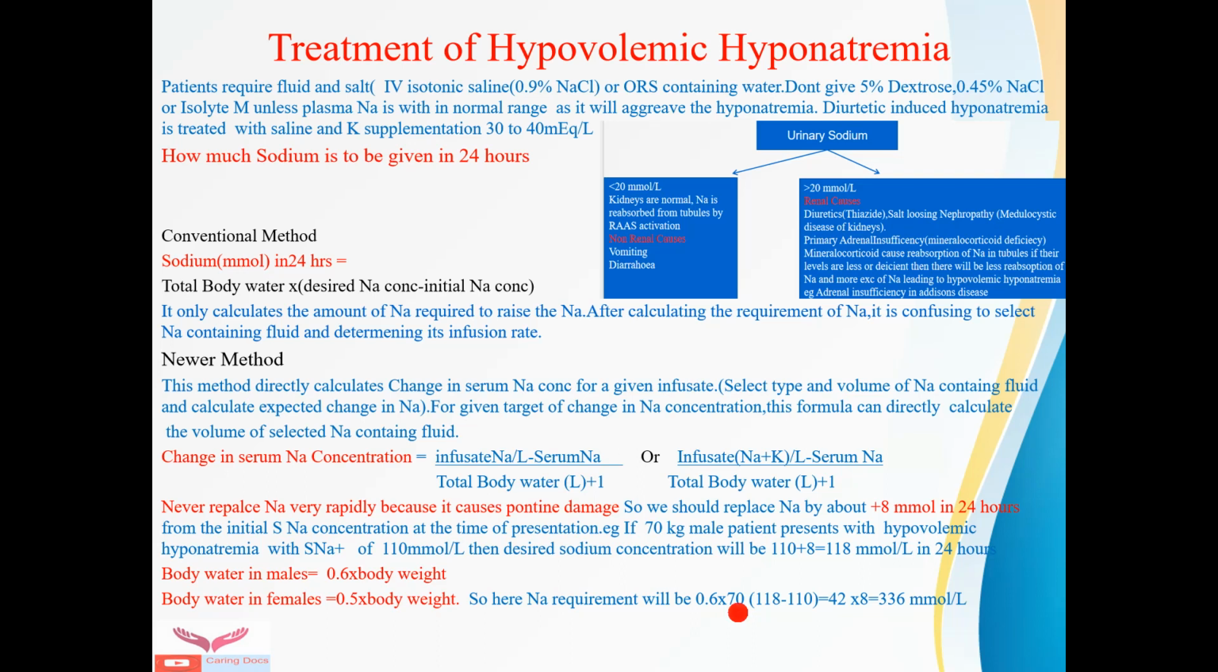Total body water here, he is 70 kg, so 70 kg multiplied by 0.6. Desired sodium is 118 minus 110, where 110 is what the patient presented with. So it will come to be 42 into 8, that is 336 millimole.